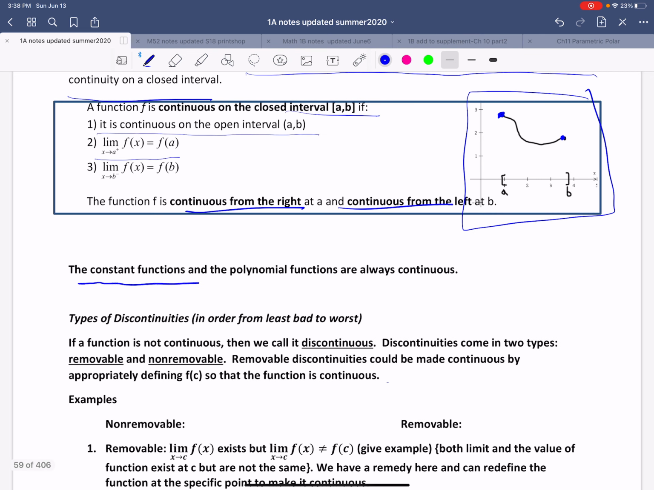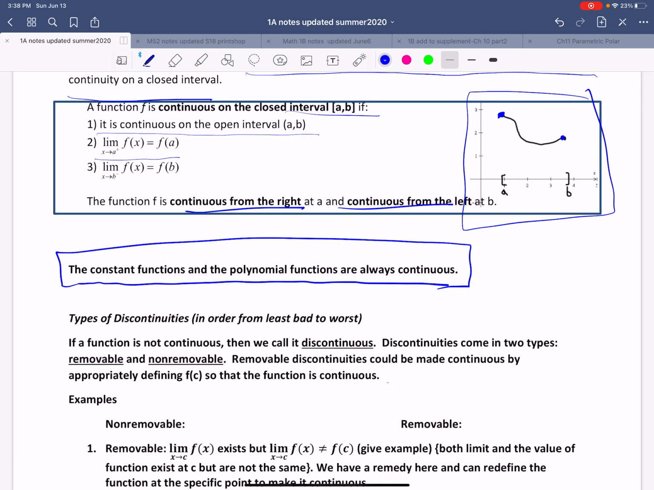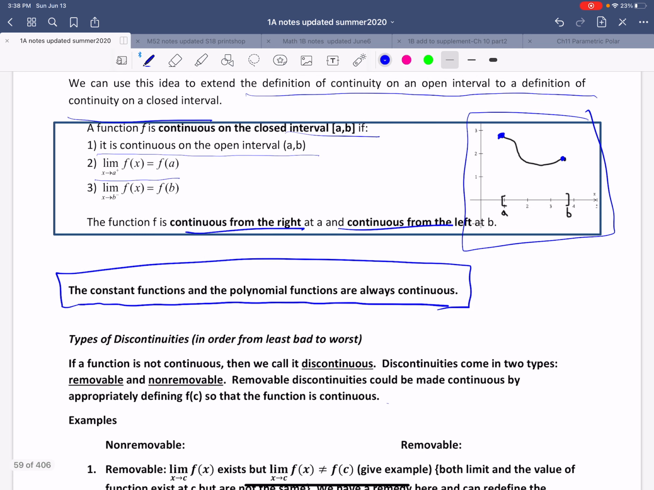Constant functions and polynomial functions are always continuous. There are no holes, no gaps, no jumps in the constant functions and in the polynomial functions.